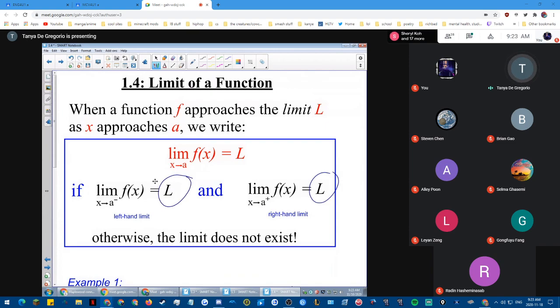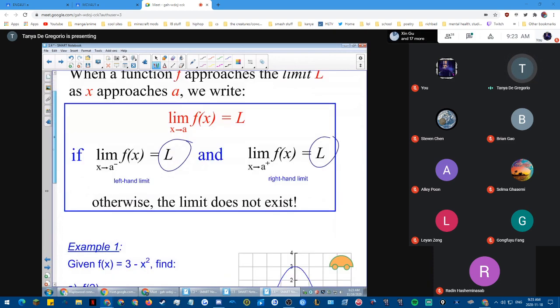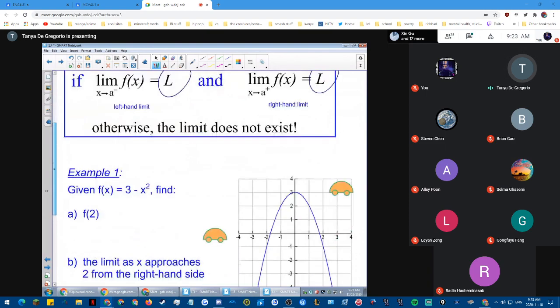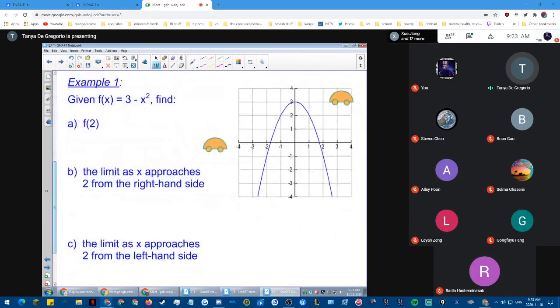If the left-hand limit and the right-hand limit don't go to the same place, so they don't equal the same value, then the limit does not exist. Okay, so the limit here exists because both the left-hand limit and the right-hand limit equal. Okay, example 1. Given f of x equals 3 minus x squared, find f at 2. So what do I do to find f at 2?